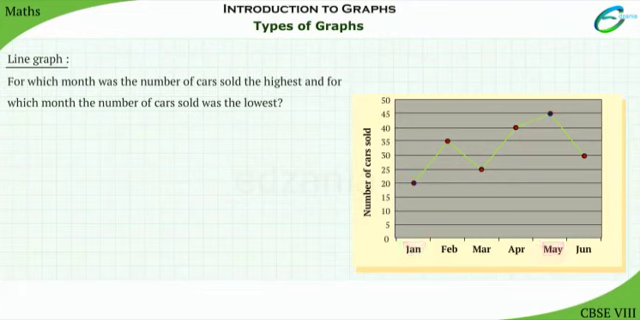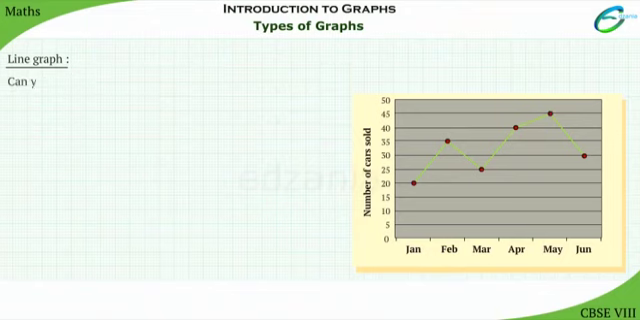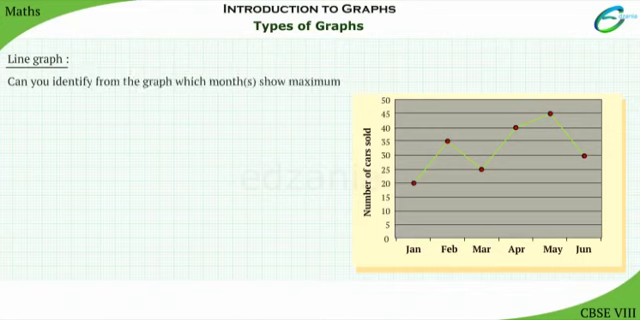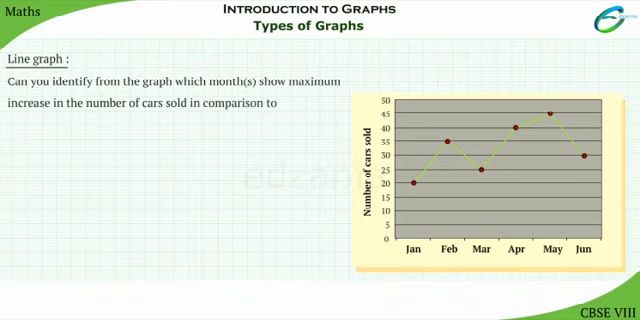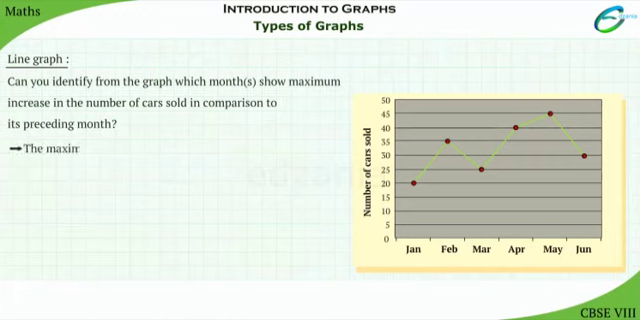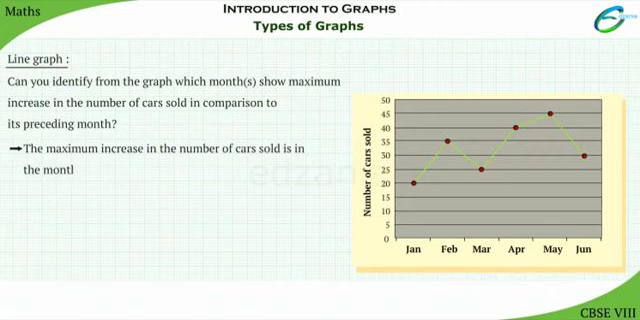Therefore, the number of cars sold was the highest in May and was the lowest in the month of January. Can you identify from the graph which months show the maximum increase in the number of cars sold in comparison to its preceding month? The maximum increase in the number of cars sold is in the month of February and April.